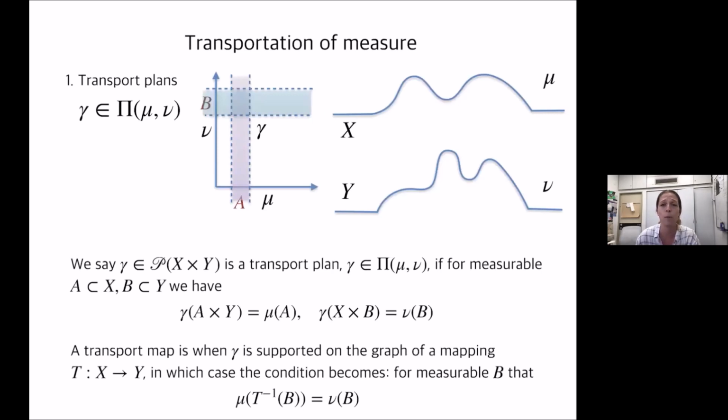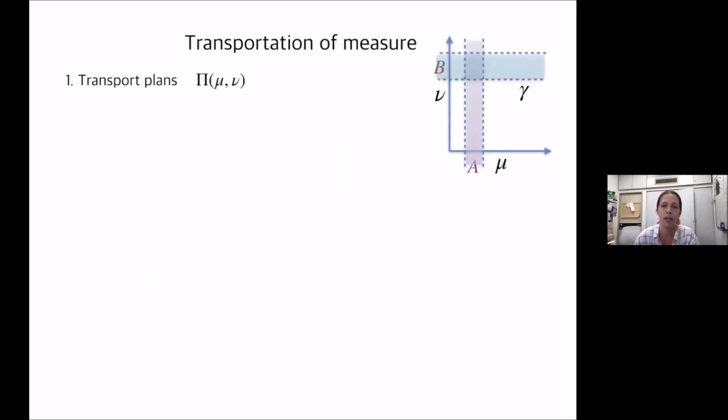Now, there are also transport maps. That's a stronger requirement, when you want this transport plan to actually be concentrated on a graph. So you want some map T from X to Y, such that the mu measure of the inverse image of set B is the nu measure of B. This just means that the measure gamma is concentrated on a graph of a function from X to Y. And every transport map defines a plan, but not all plans come from maps. Okay, so these are transport plans. Let's put this on the side.